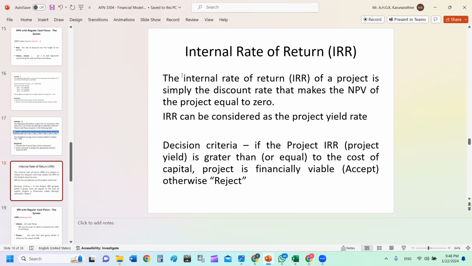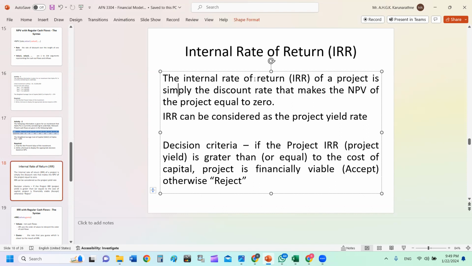But most finance textbooks and financial management related notes technically and very correctly say IRR is the discount rate at which your NPV becomes zero. Yes, mathematically that is very correct, but in reality, from the finance point of view, IRR means the project yield rate. I told you that.